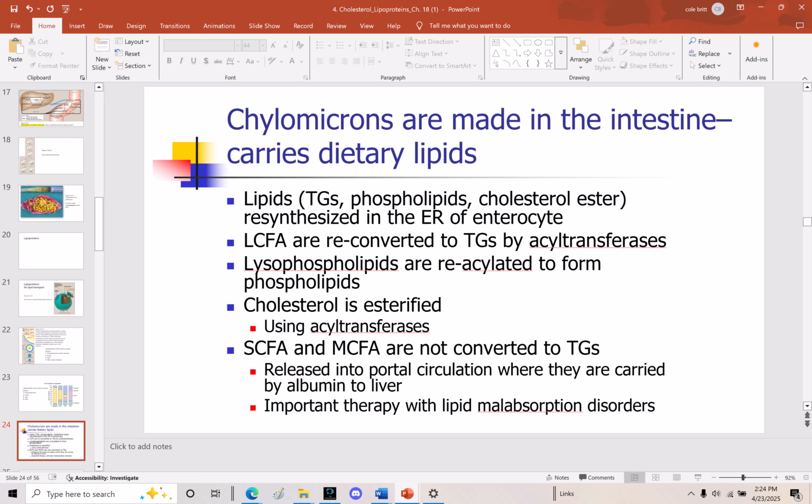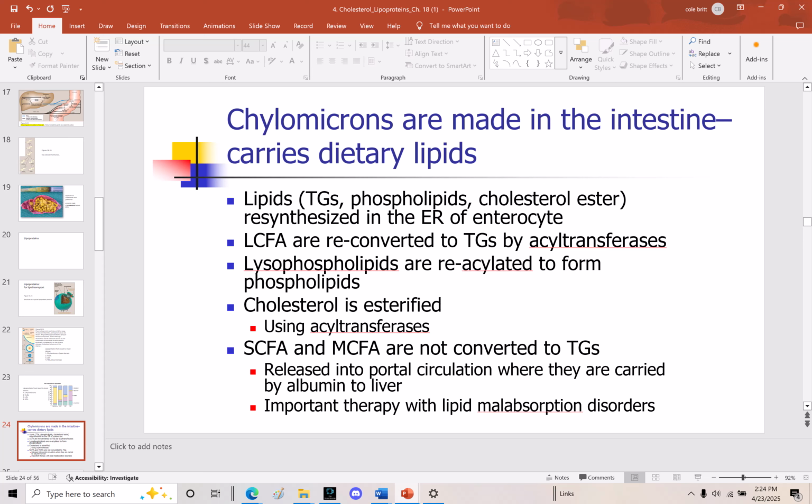So chylomicrons, we'll start with them. They're made in the intestine, the enterocyte, and they carry dietary lipids. So triglycerides, phospholipids, cholesterol esters, all of that will be in the chylomicron. And remember, when they get them from the diet, everything's broken down by enzymes. You absorb it in the enterocyte, and then you remake them and package them into chylomicrons.